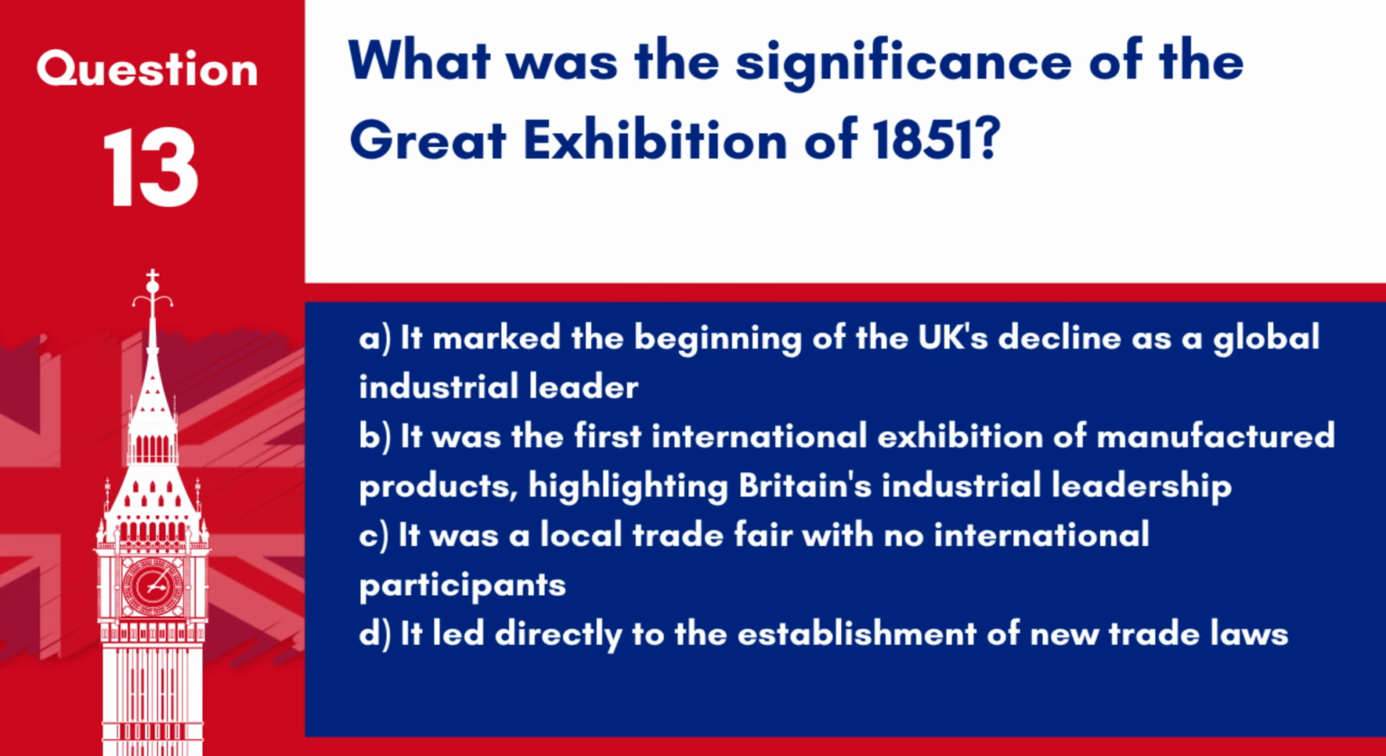Question 13. What was the significance of the Great Exhibition of 1851? A. It marked the beginning of the UK's decline as a global industrial leader. B. It was the first international exhibition of manufactured products, highlighting Britain's industrial leadership. C. It was a local trade fair with no international participants. D. It led directly to the establishment of new trade laws.